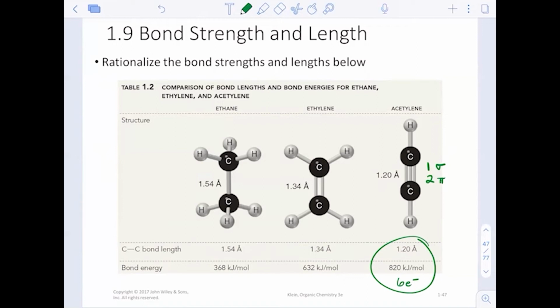For the double bond, again, that's 4 electrons. We have 1 sigma and 1 pi holding those 2 carbons together. And just for the single bond, the longest bond, the weakest bond, the bond energy that's the smallest cost, easiest to break, releases the smallest amount of energy when formed. We just have 1 sigma bond and no pi's there.